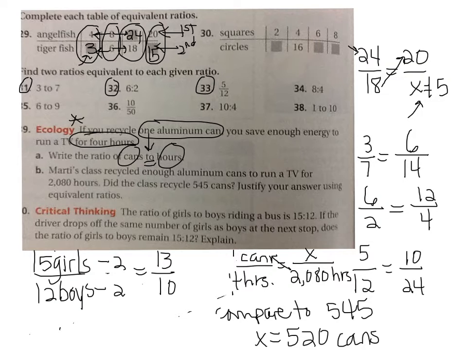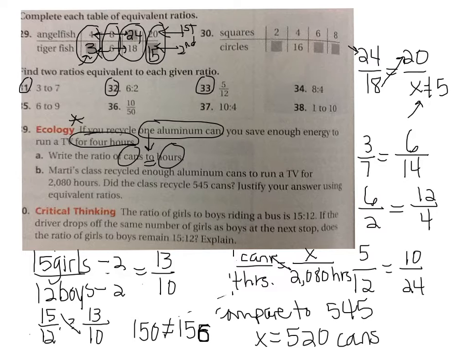13 to 10. Can we decide if 15 to 12 is equivalent to 13 to 10? How can we do that? Cross products. 15 times 10 is what? What's 13 times 12? 150 and 156. Are they equivalent? No, they're not.